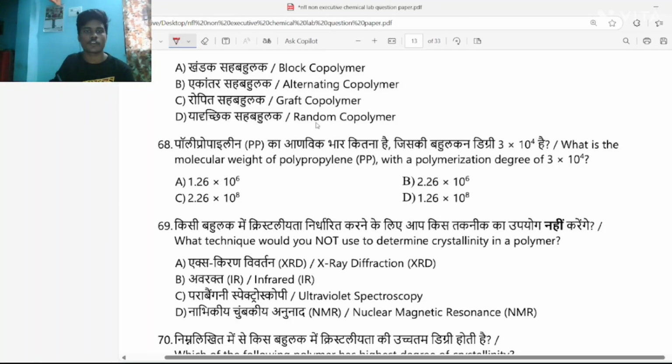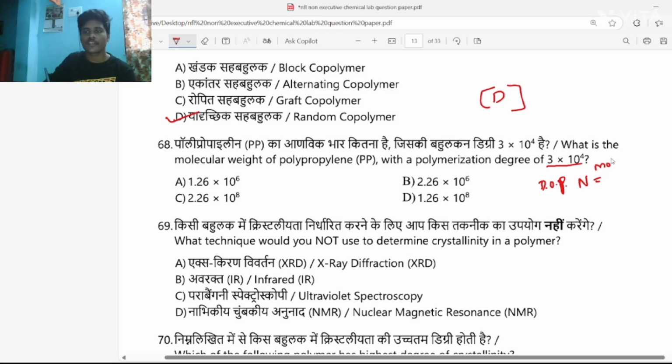What is the molecular weight of polypropylene with a polymerization degree of 3 into 10 to the power of 4? This is very easy, let us answer this question. Degree of polymerization given is 3 into 10 to the power of 4. What we know, degree of polymerization, which is represented as N, is nothing but molecular weight of polymer by molecular weight of monomer. Right? So molecular weight of monomer.